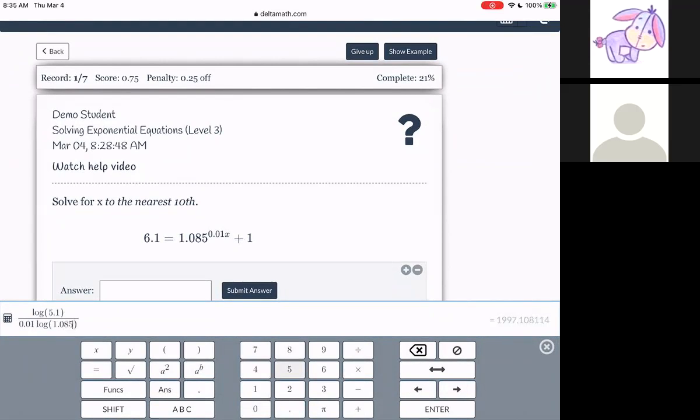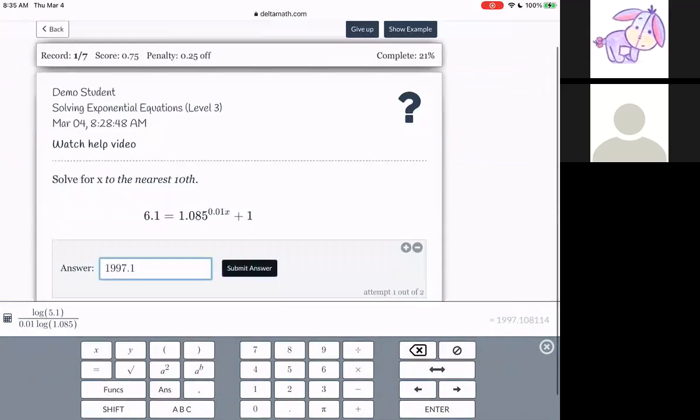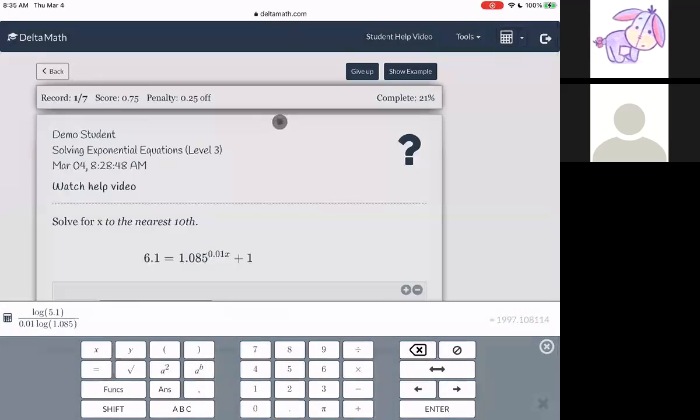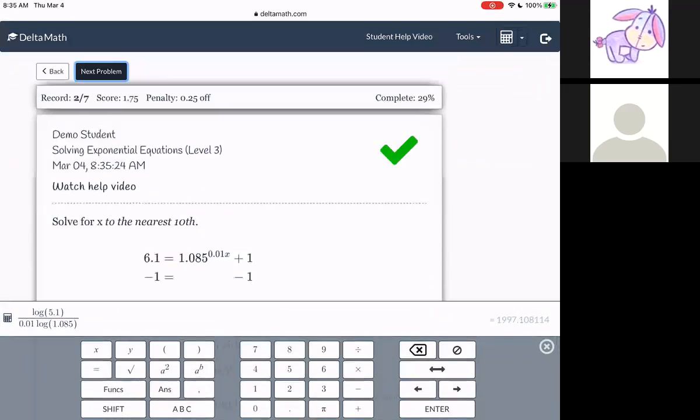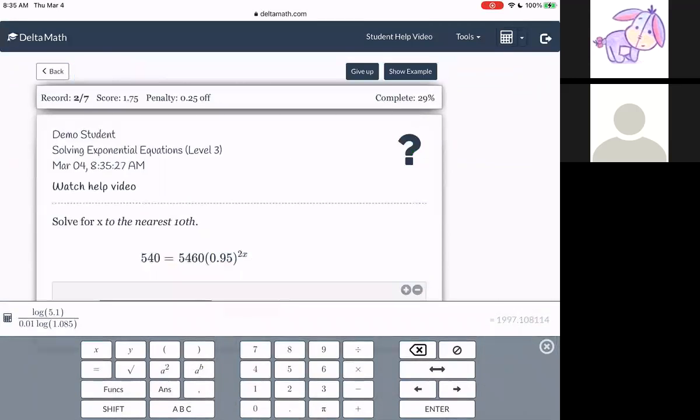Okay, so this gives us 1,997.108. We're rounding it to the nearest tenth, so 1,997.1. Okay, so this is our final answer, rounded to the nearest tenth. And we're going to submit. And that's cool. Let's go to another problem.